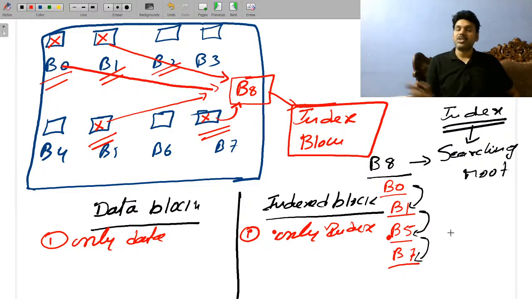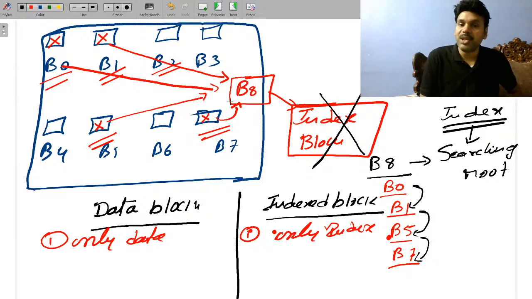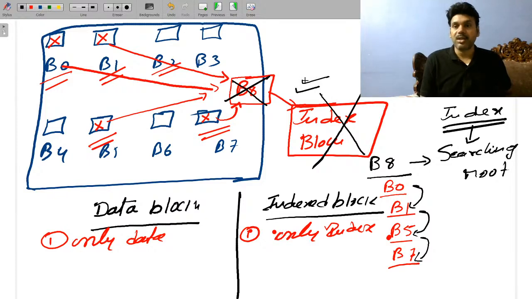The advantage is superb. As you are not mixing data and index together, I am separating links from your data. But what is the problem? Yes, there is a problem. If the index block is corrupted, everything is gone. If B8 gets corrupted, I cannot get the data because all your data blocks rely on your index only. If I lose the index block, then I cannot get your data. This is one of the drawbacks of your index structure. Anyhow, apart from that drawback, we are using the indexed block structure right now, not non-contiguous, not contiguous.